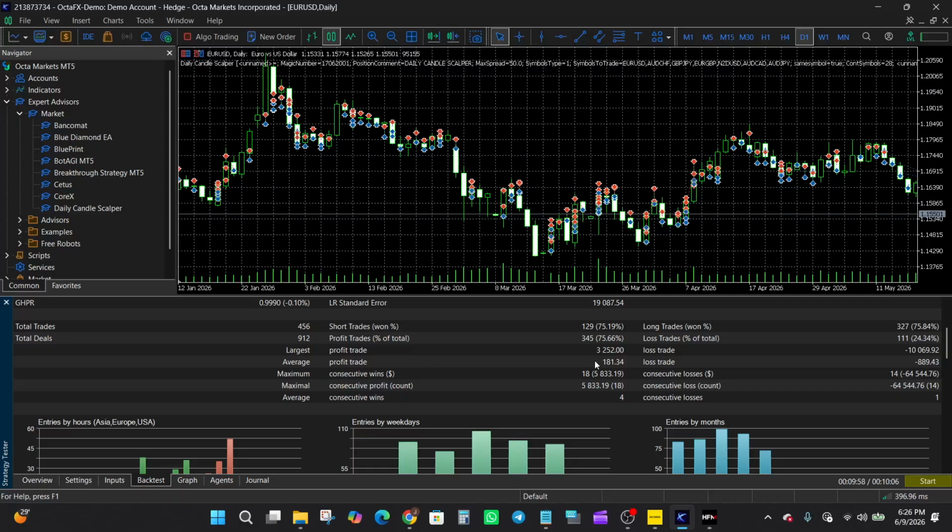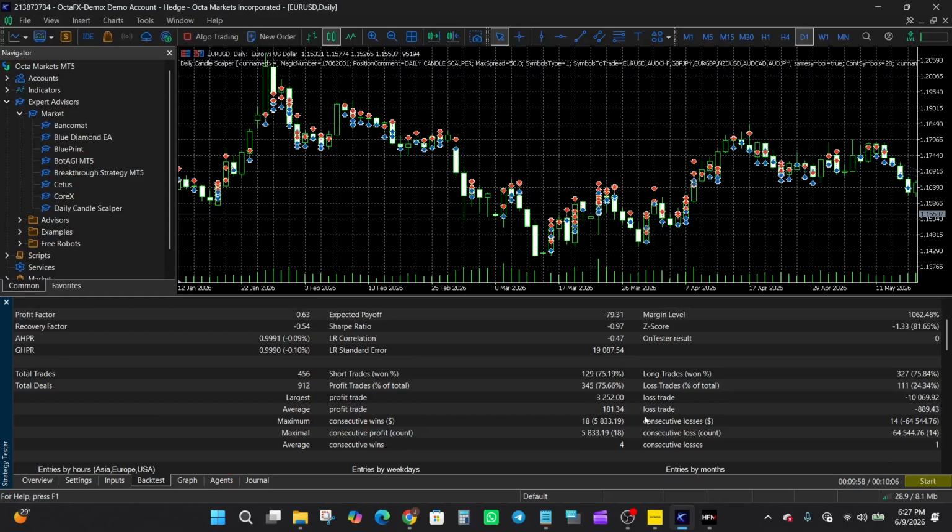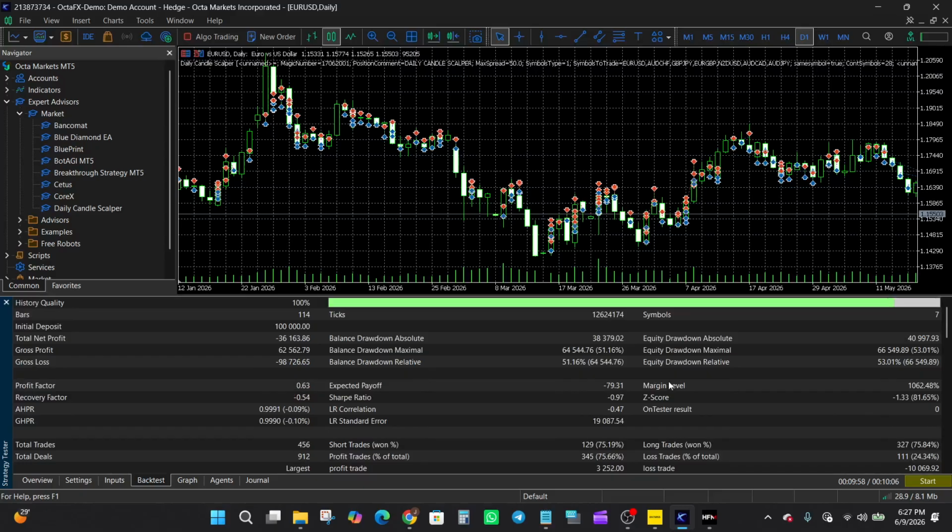The largest profit was 3,252, largest loss 10,069.92. Average profit 181.34, average loss 889.43. So this shows me that the risk to reward ratio on average is very bad, very poor. The win rate is okay, but I can see that this poor risk to reward ratio would likely have been one of the major causes of this negative net profit of over 36%.